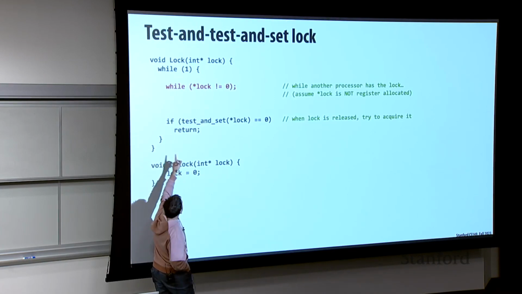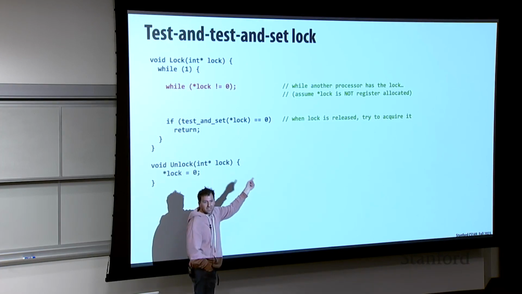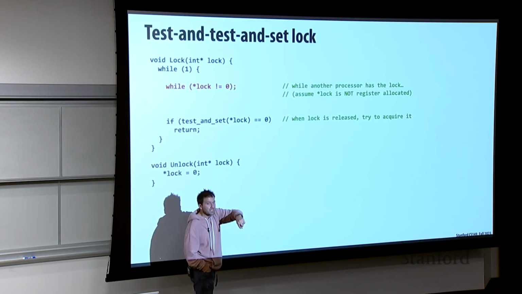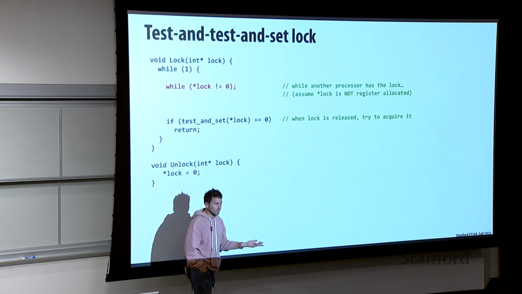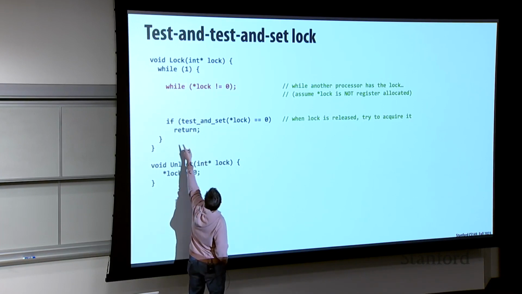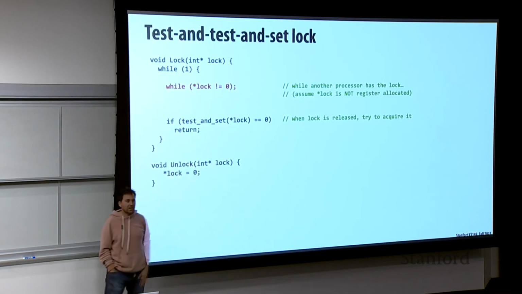So this: if test and set is 0, well, that means I executed a test and set and the return value is 0. So I now know the value in memory is 1. And I also know that I have the lock, because it was 0 when I started the test and set, and I know it's 1 when I ended it. I executed the test and set when nobody else had the lock, which means I have the lock. If test and set returns 0, return, which means I have the lock.